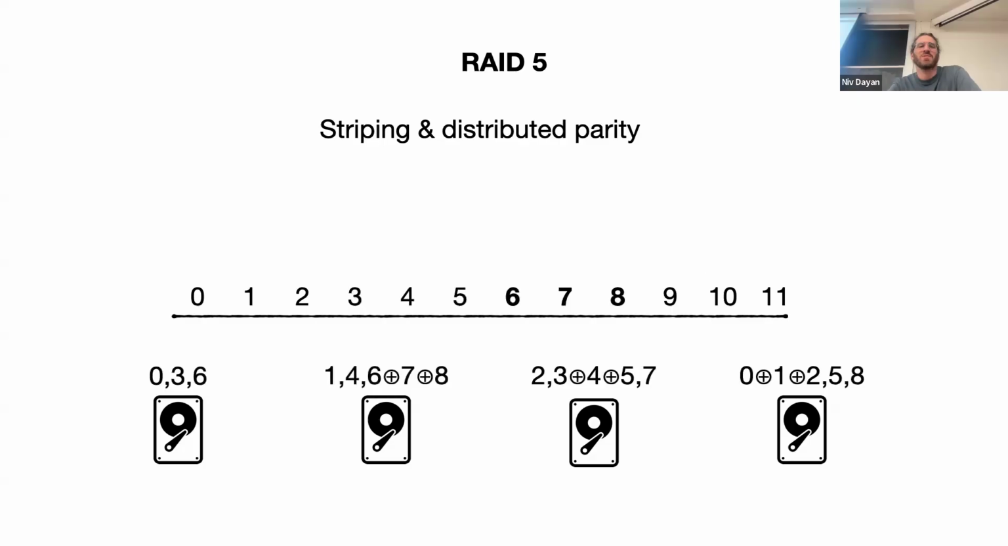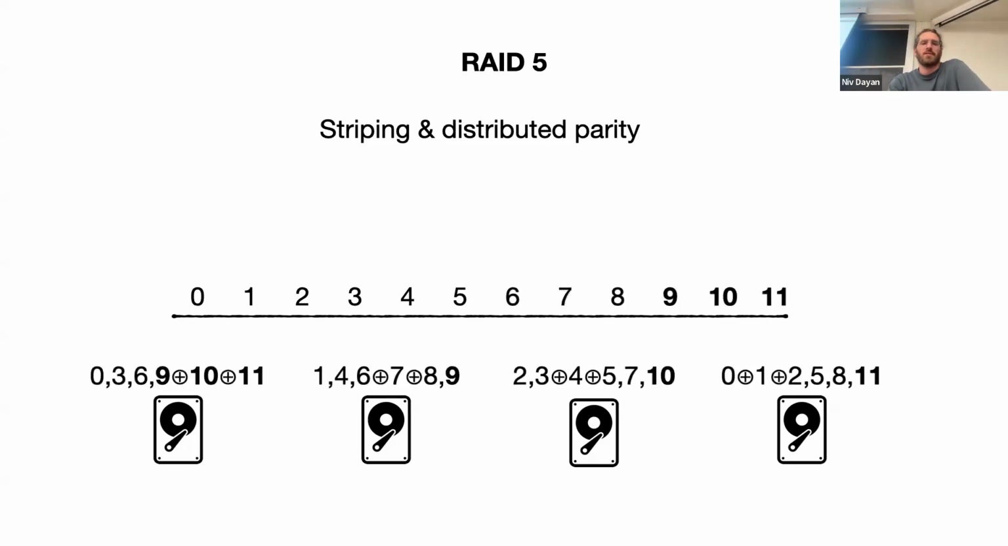Okay, and this continues, right? So 6, 7, and 8. Again, 6, and now we put 7 and 8 here, and we put the parity here. So in some sense, the parity is starting at the end and traveling backwards. And then at 9, 10, 11, the parity is now at the first disk, and then we start over. Questions, thoughts, feelings?